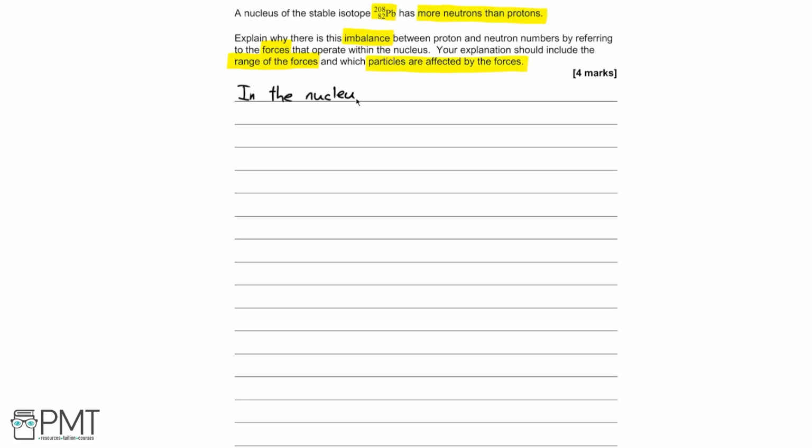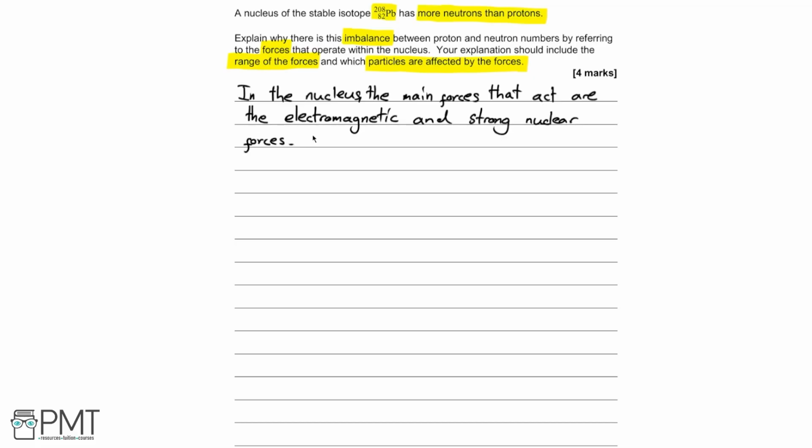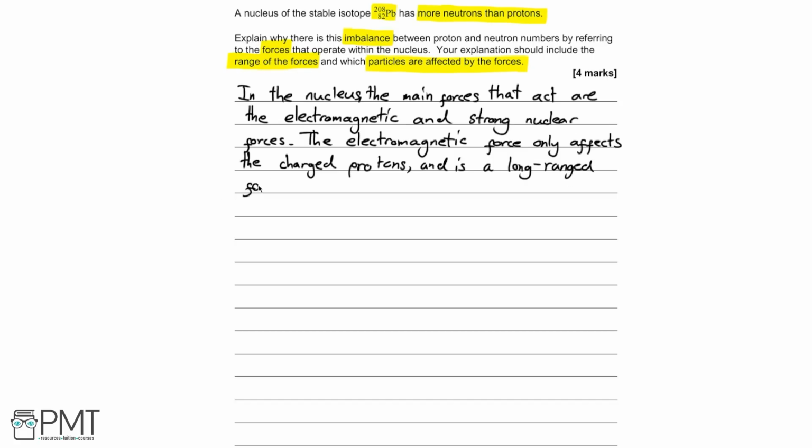In answering this question, we should use what we know about the forces that operate within the nucleus. Specifically, the 2 forces that we must consider are electromagnetism and the strong nuclear force. Electromagnetism is a long-range force that affects charged particles, and therefore the only particles in the nucleus that will be affected are the protons, since there are only protons and neutrons present in the nucleus and neutrons are neutral. The protons repel each other.